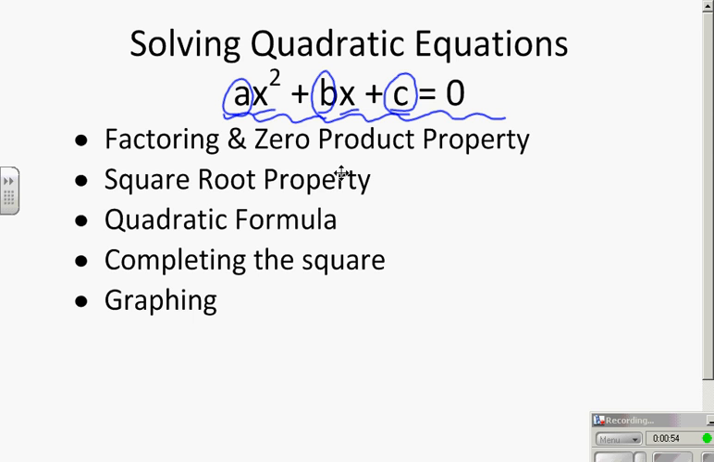So there are really 5 ways to solve. We can solve quadratic equations by factoring and applying the zero product property. We can solve them by using the square root property. We can solve them by the quadratic formula. We can solve them by completing the square, and we can solve them by graphing. Now we've done a little completing the square. We're not going to cover these two. We're only going to cover these two today.